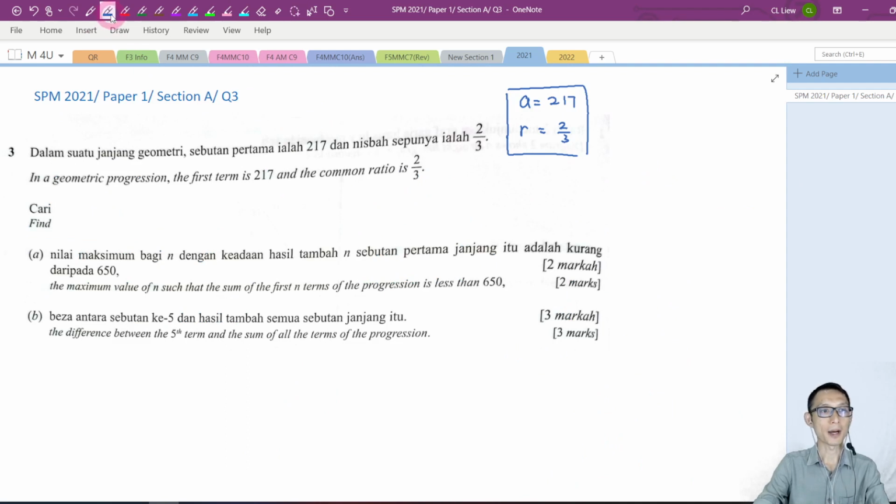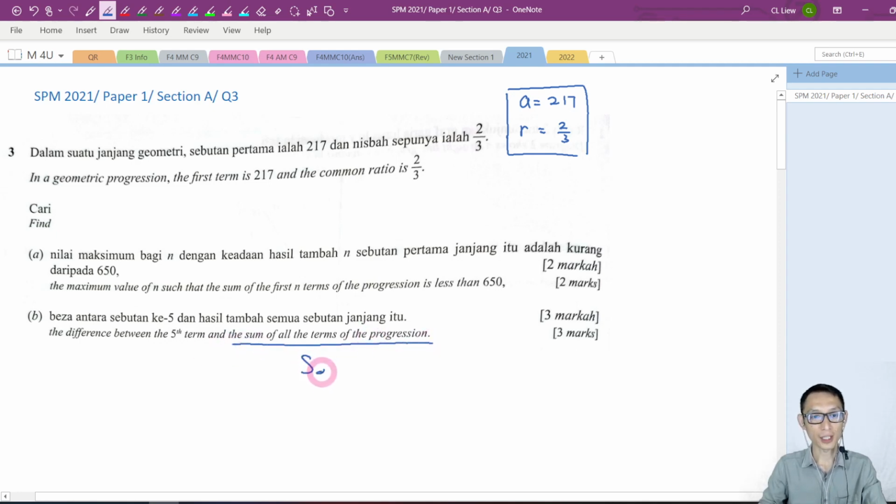Now let's go to part B. The difference between the fifth term and the sum of all the terms of the progression. This actually means sum to infinity. For the fifth term, what is the formula for Tn? This is a GP, geometric progression, so the formula is A R power n minus 1.